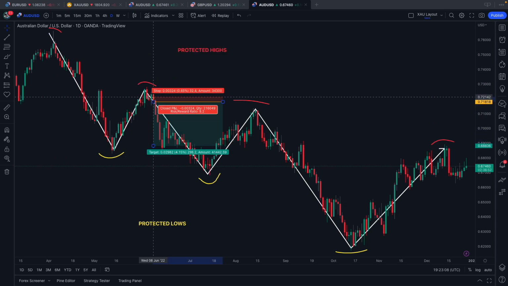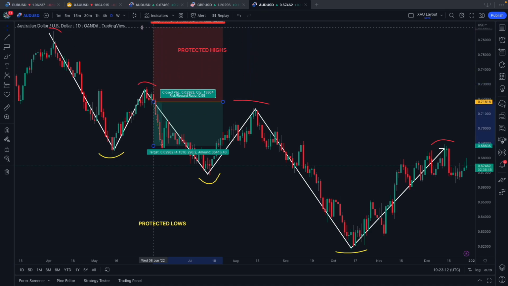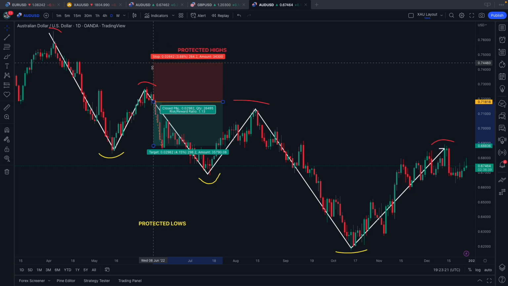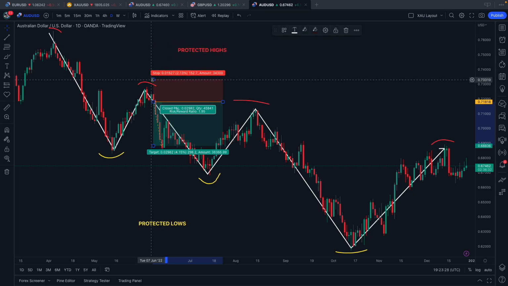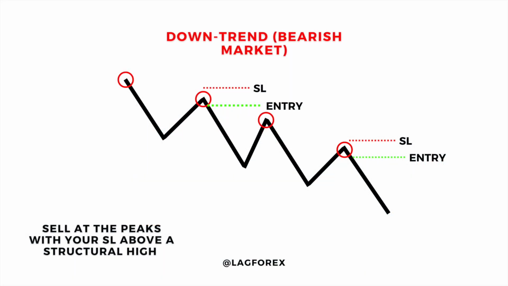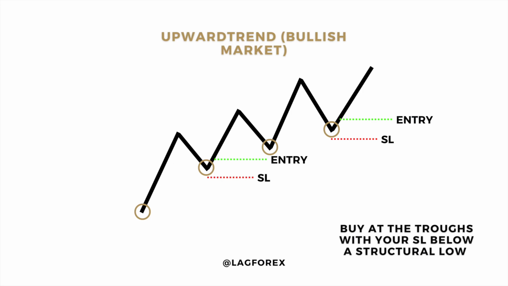Would we place it just above the candle that's been created? Would we place it here? Would we place it all the way up here? Where would we place it? Where is safe and where is going to offer us a greater return? Okay, so me personally, I place my stop losses above structural highs when I'm looking to sell into a market, and below structural lows when I'm looking to buy into a market.